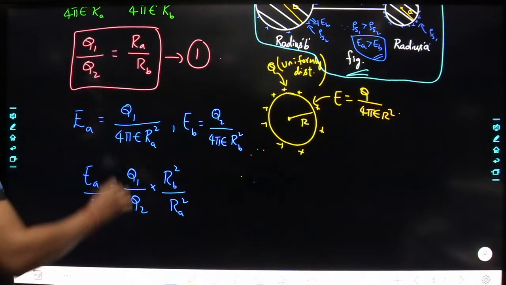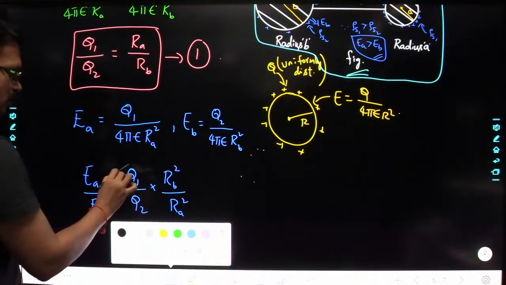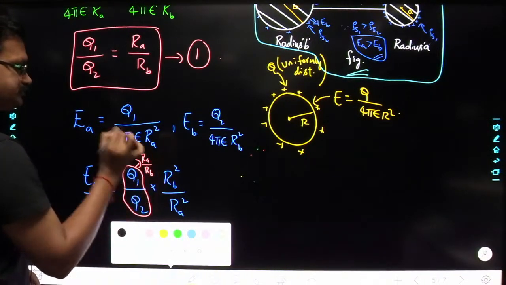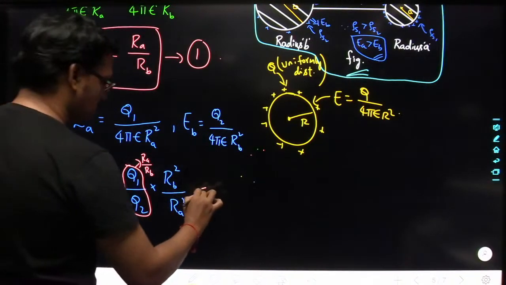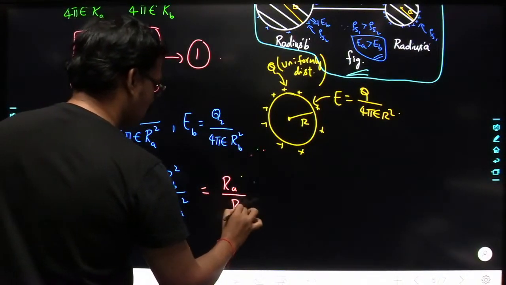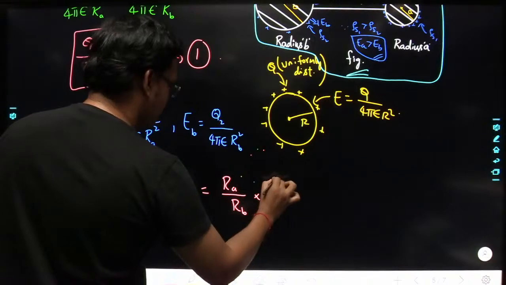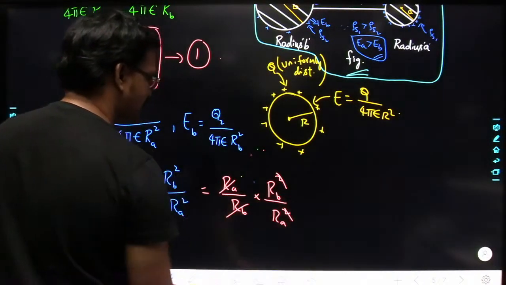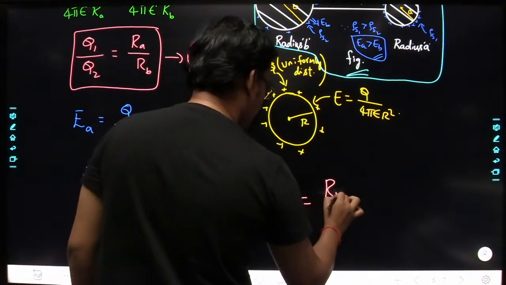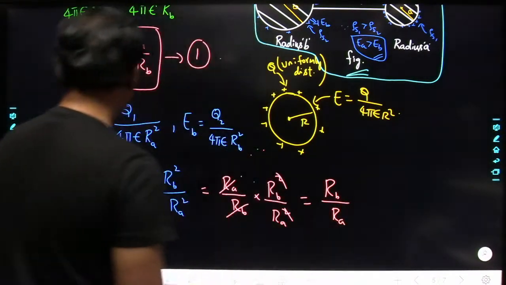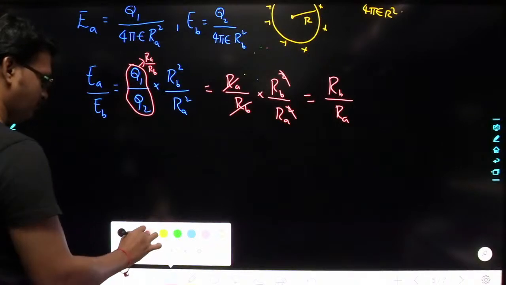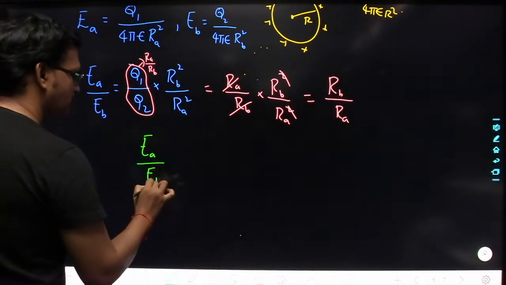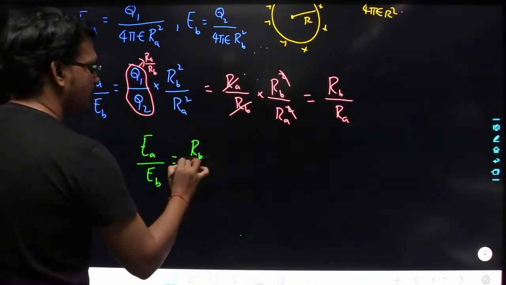So from equation 1, Q1 by Q2 is equal to what? Q1 by Q2 is equal to RA by RB. So this is equal to what? This is equal to RA by RB into RB square by RA square. So here RB, RA will get cancelled. So you are going to get RB by RA. So this is the ratio of electric field on the surface of what? On the surface of the two spheres. So EA by EB is equal to RB by RA.